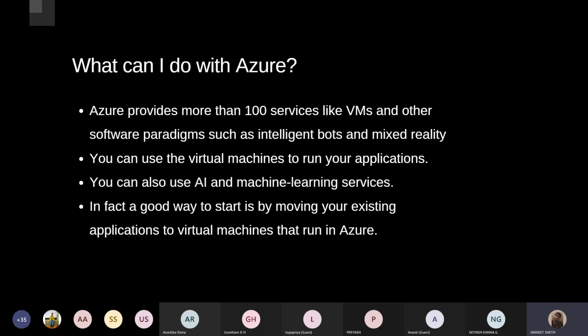And it's a good way to start with Azure, because there is no compulsion that you have to create new applications from scratch. You can have existing applications also, and you can integrate them very easily.